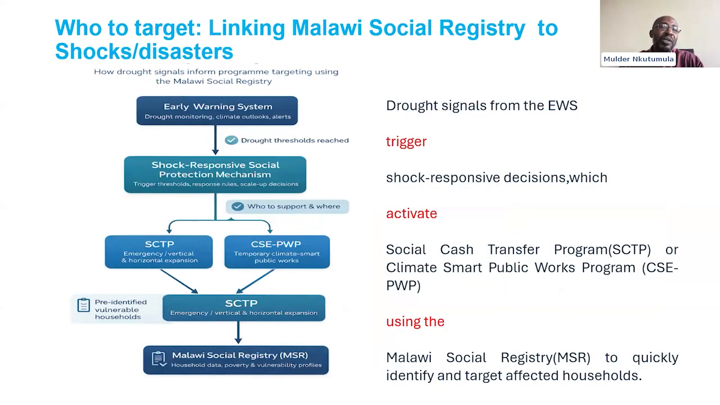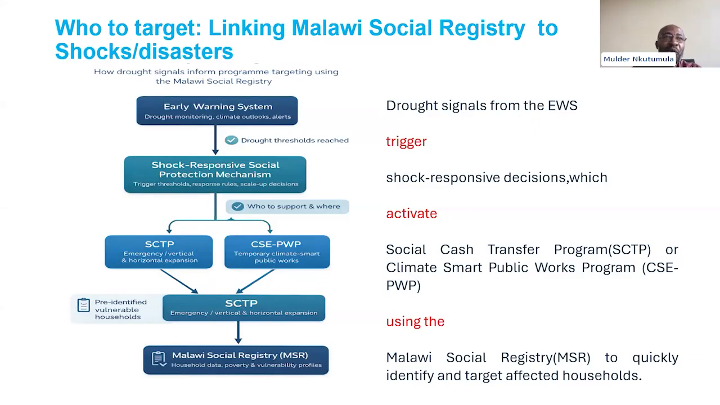So how do we target? What we're looking at is our emphasis on the air system. There are two. We used it for floods, and in this case, we are now using it for drought signals. So we follow the rain patterns.